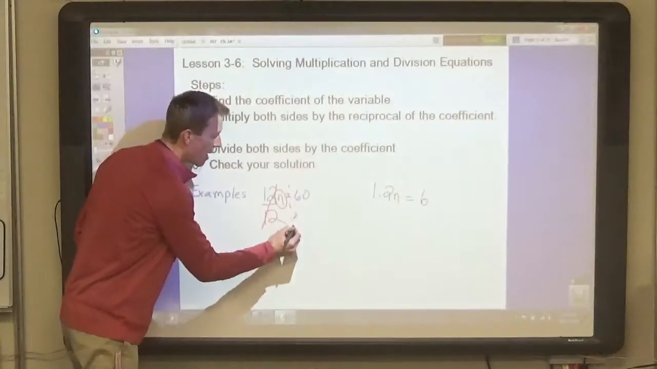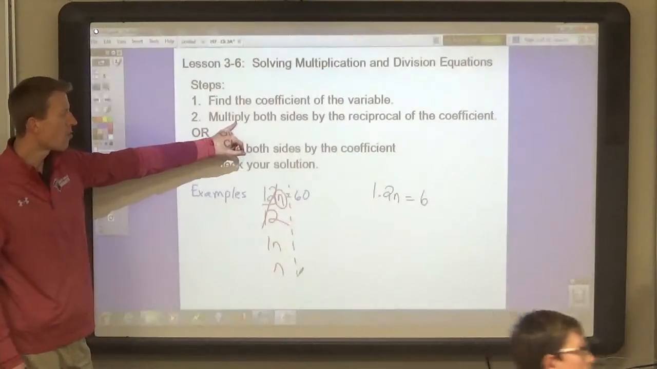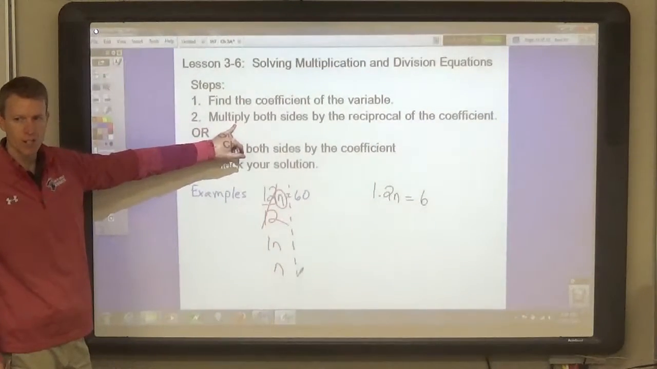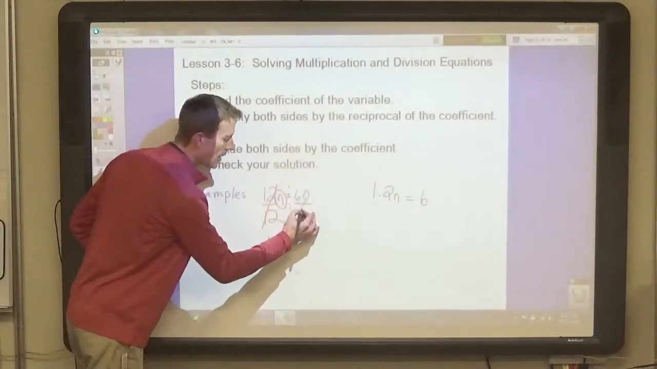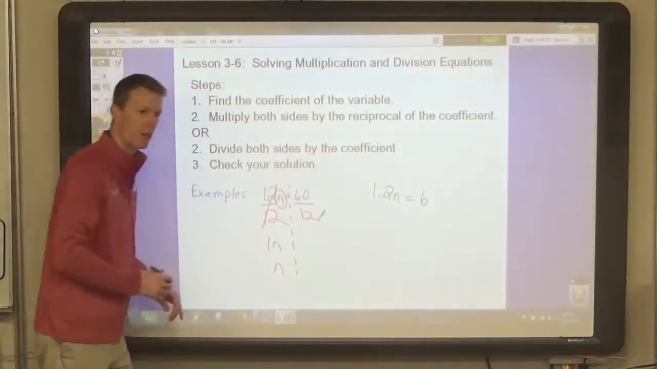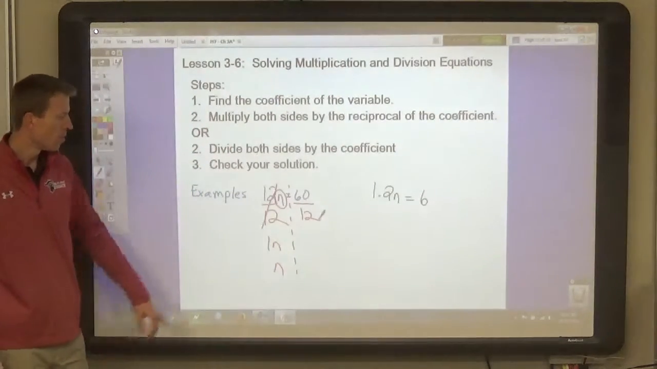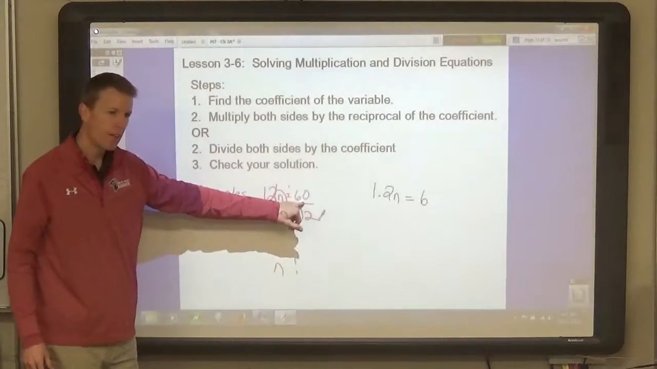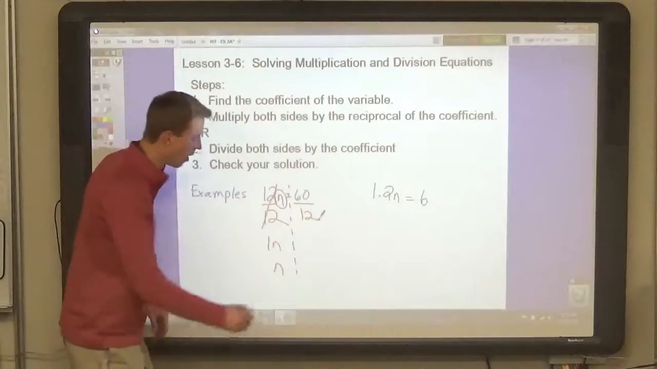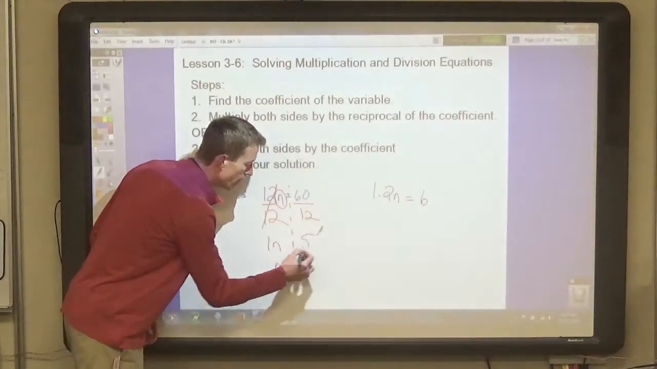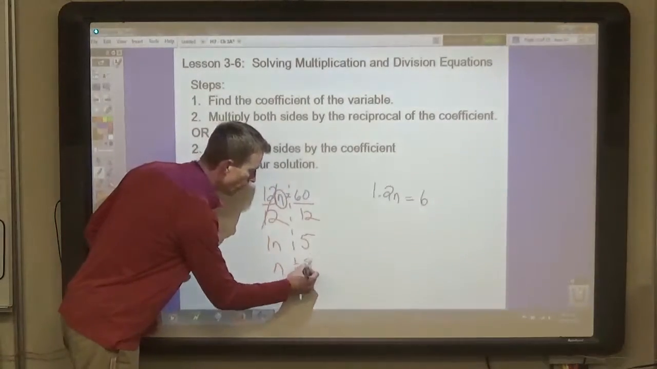Then, go to the other side of the equation. It says multiply both sides by the reciprocal of the coefficient of the variable. So that means we have to divide this side by 12. We have to do the same thing we did on the other side to get the n by itself. We divide it by 12, so on this side we divide by 12. 60 divided by 12 is 5. And if 1n equals 5, then n equals 5.